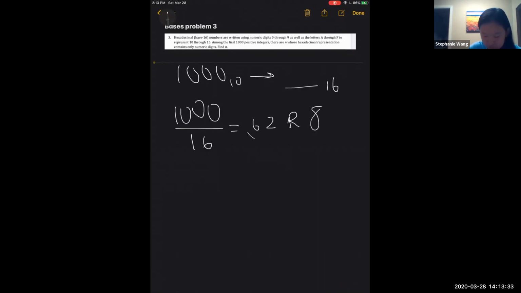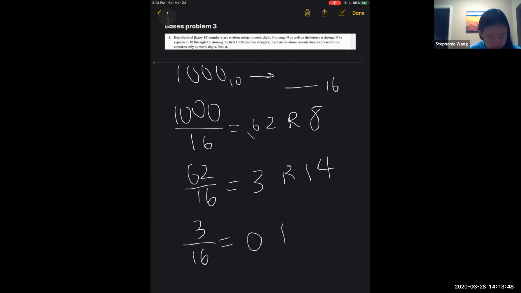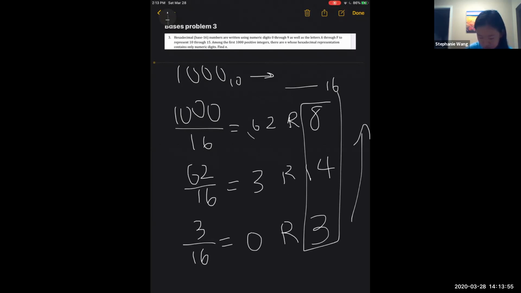Since this number is still greater than 16, we just continue. 62 divided by 16 and we get 3 remainder 14. We still keep dividing. 3 divided by 16 equals 0 remainder 3. So now that we're done, we just take these remainders and write them in this order. So 3, 14, which is a letter, and then 8. So this would be our number, base 16.